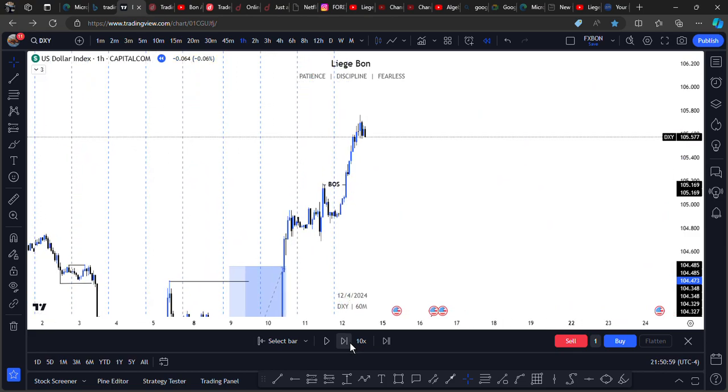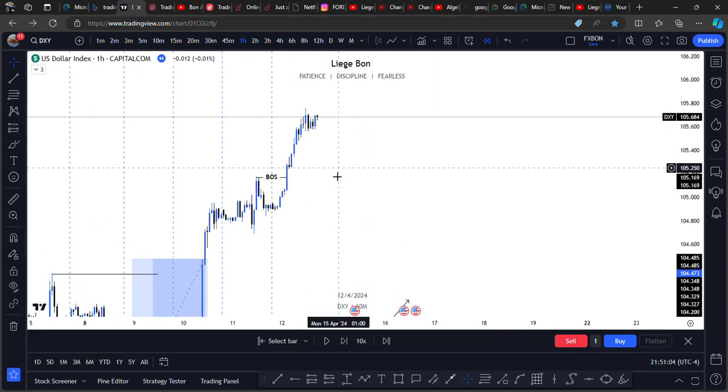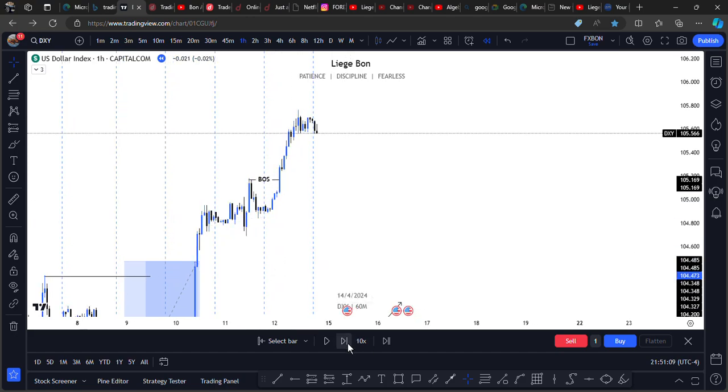While we play this, not every day we can get opportunities, all right? Sometimes price doesn't come back to a demand for you to get triggered. So you just have to be patient with the market.